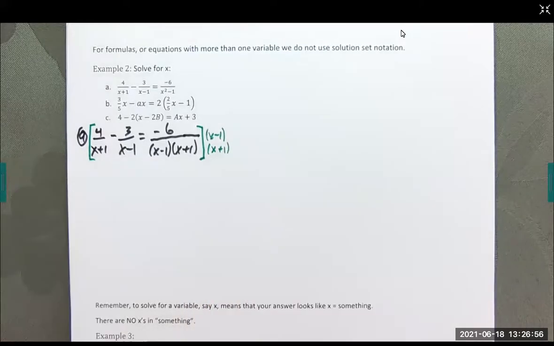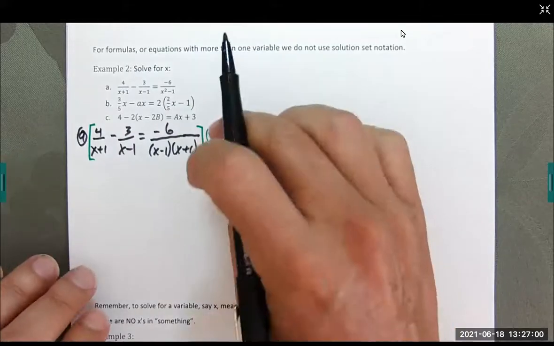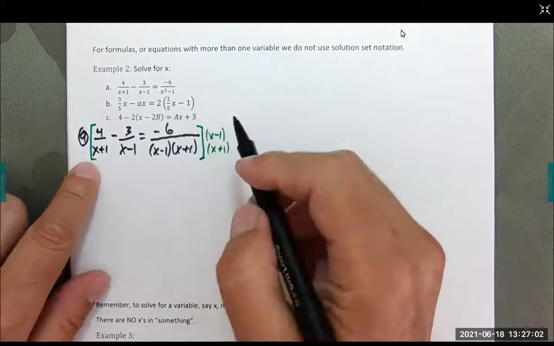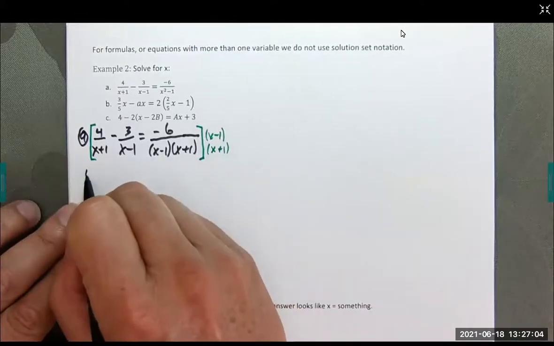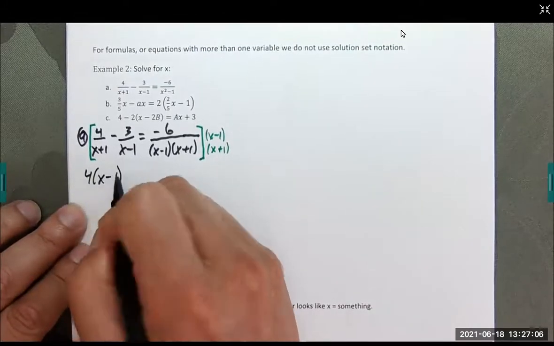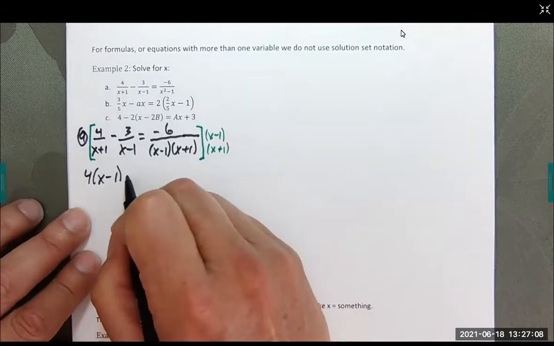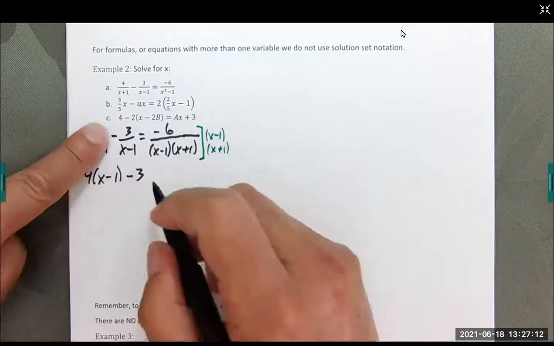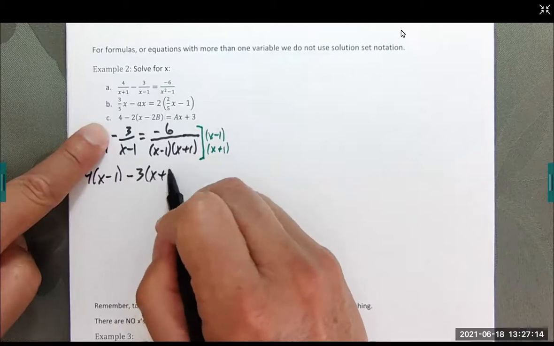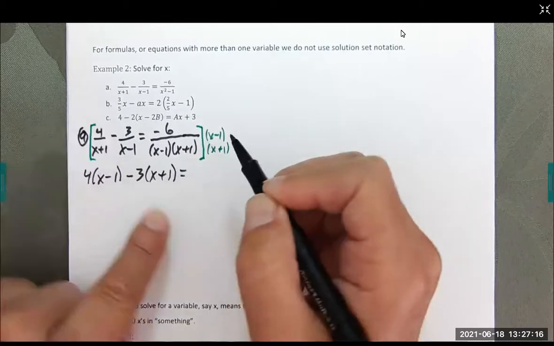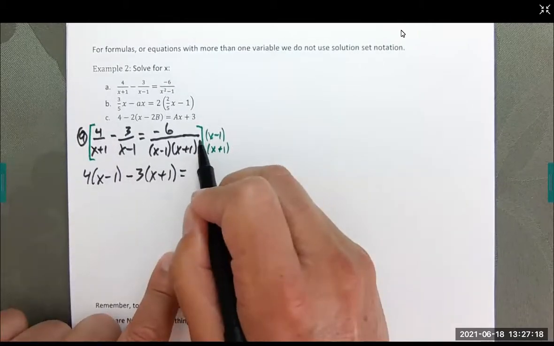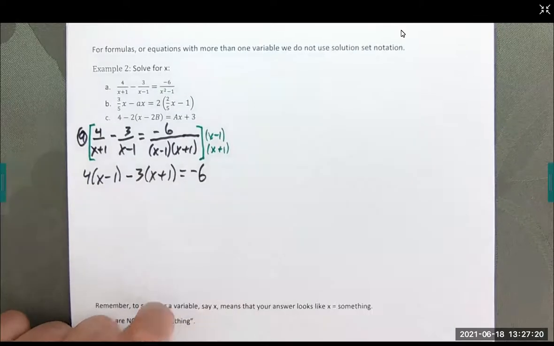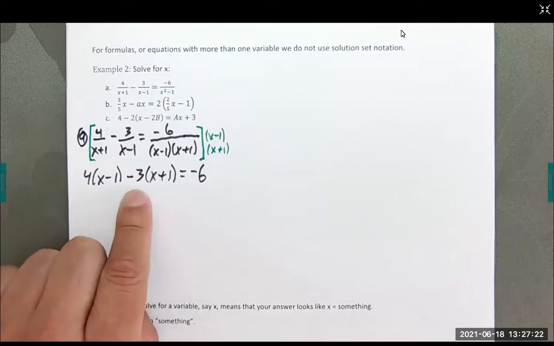And those are being multiplied. I just wrote them on top of each other to save some space here. When I multiply both of those to here, the x plus 1s reduce. I'm just left with 4 times x minus 1 minus 3. And you'll notice here the x minus 1s reduce. I'm left with 3 times x plus 1. And here the x minus 1, x plus 1 completely reduced with that denominator. I'm just left with a 6. Be careful here. We're going to be distributing a negative 3.